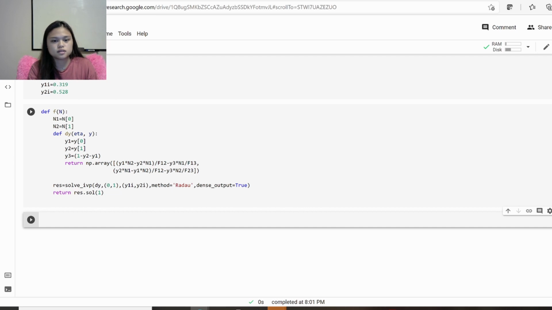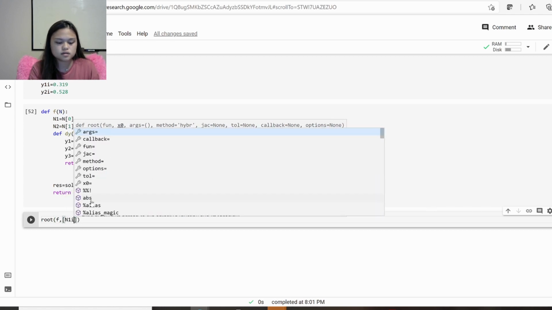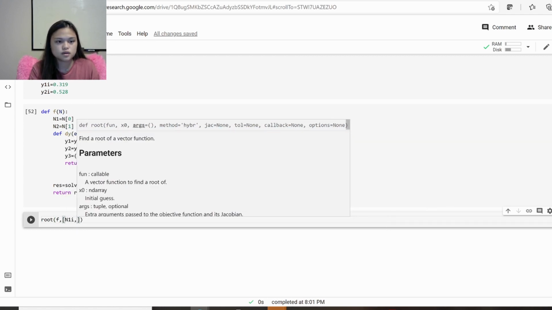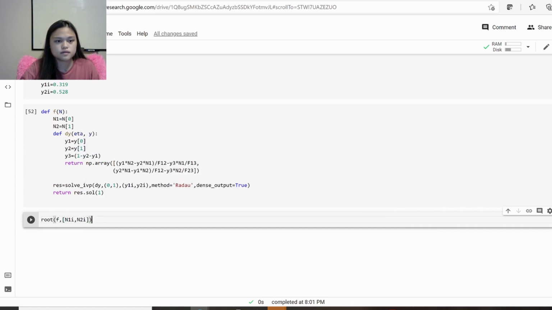Okay, yeah, that was the problem, the indentations. So now let's evaluate the root. And then for the parameters, it wants the function, which we defined above. Then we want those initial values, those initial guesses for those molar fluxes. And then let's just evaluate there.